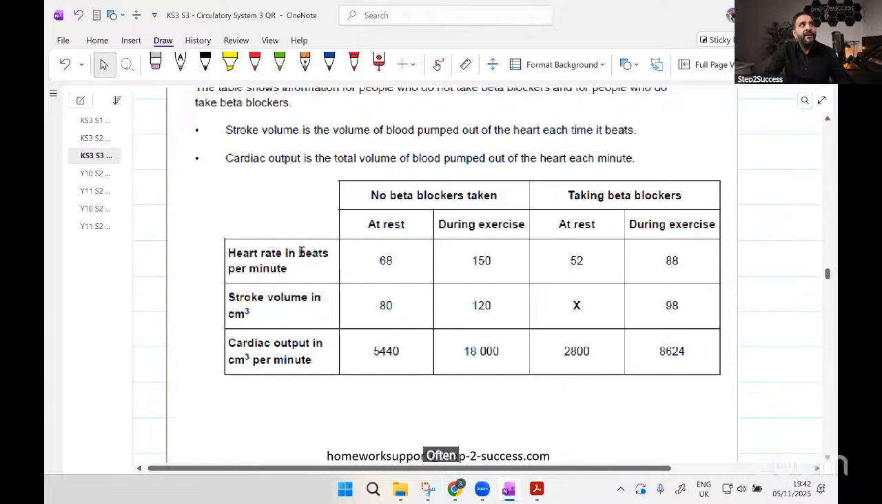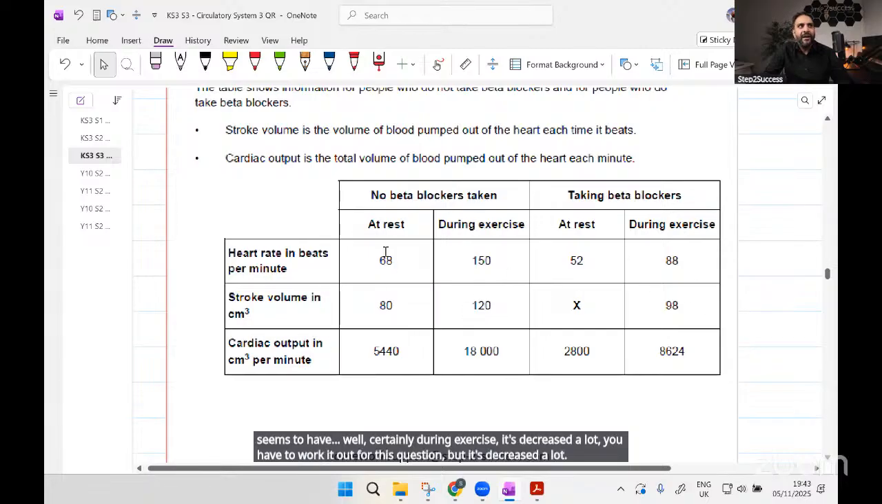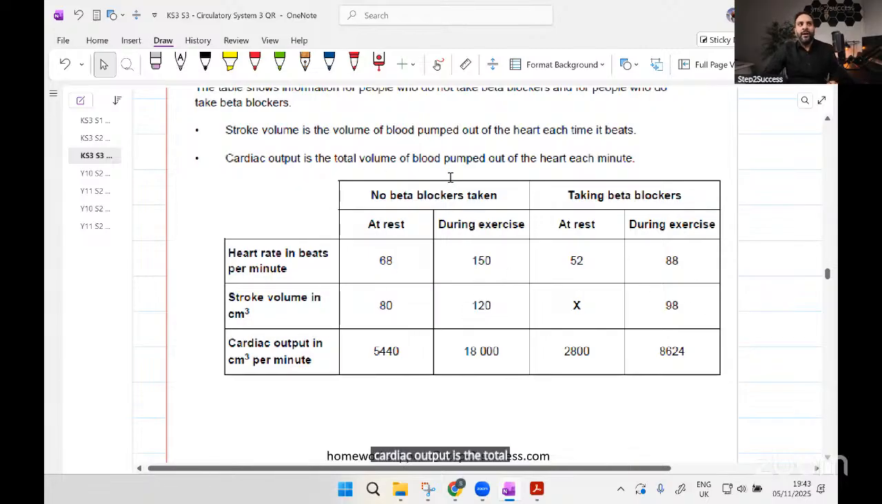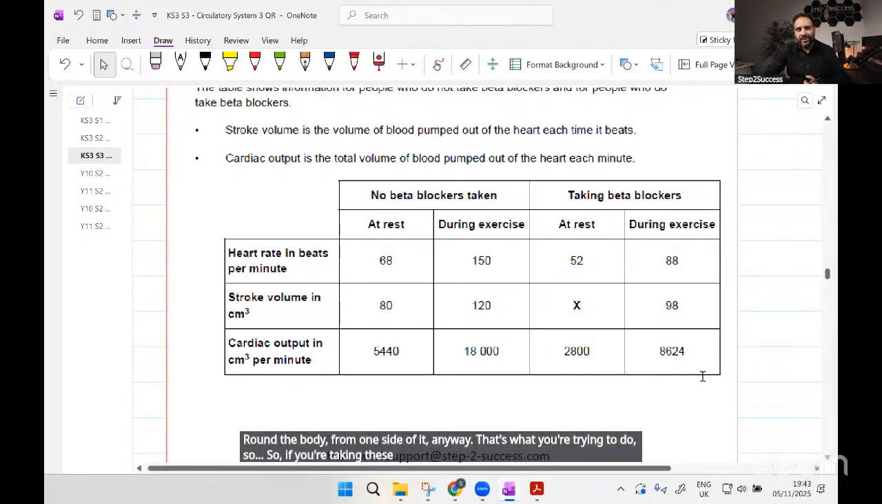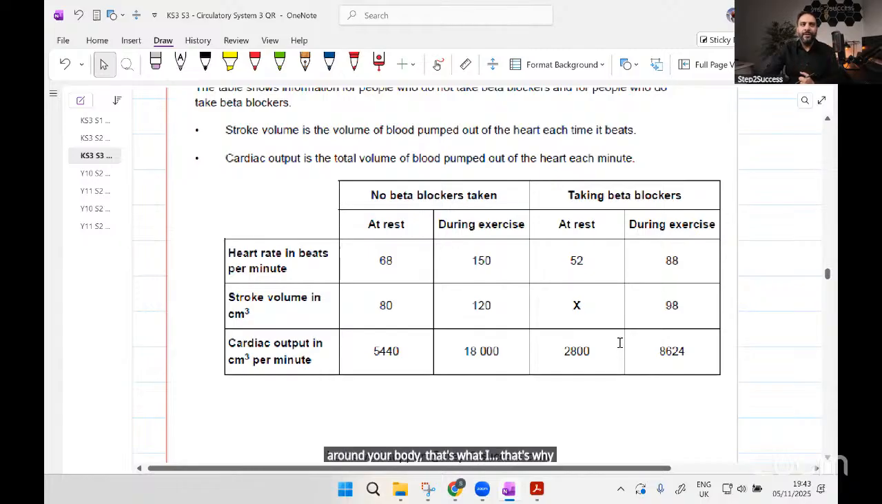The stroke volume, it tells you, is how much blood is pumped out of the heart. That seems to have, certainly during exercise, decreased a lot. You have to work it out for this question, but it's decreased a lot. Cardiac output is the total volume of blood pumped out of the heart in each minute. When you take these beta blockers, you can see these numbers are much lower. So much less blood is being pumped out of the heart. And remember, why is blood being pumped out of the heart? It's to send oxygen round the body. That's what you're trying to do. So if you're taking these beta blockers, you're going to send a lot less oxygen around your body. That's what I interpret from this table.